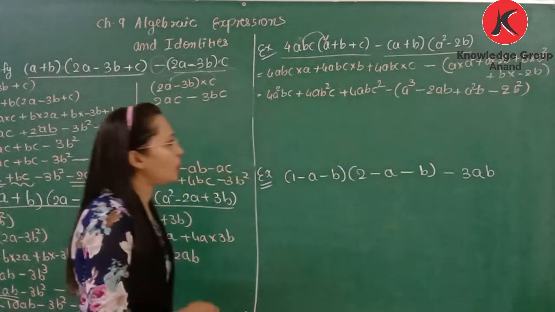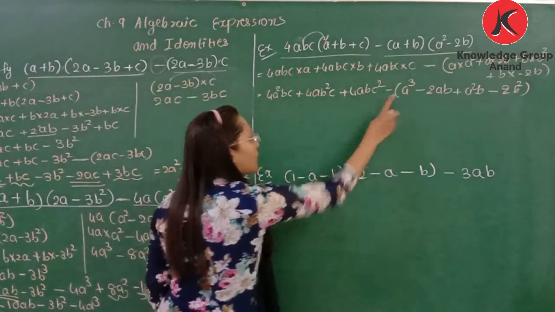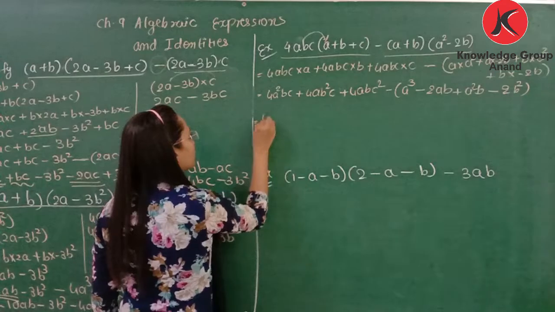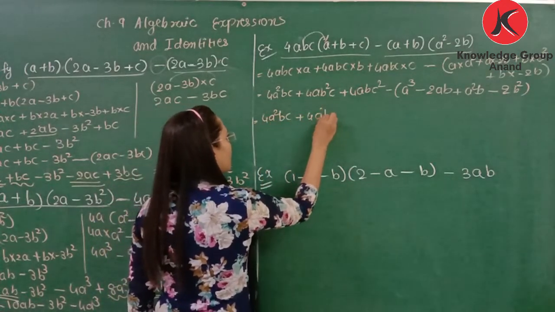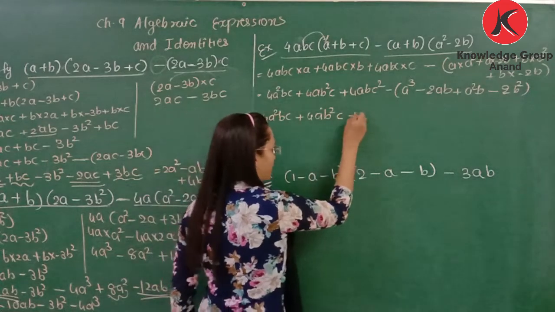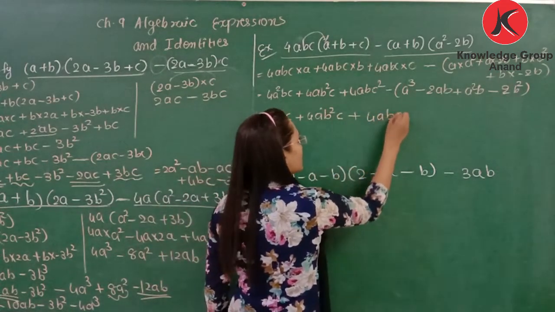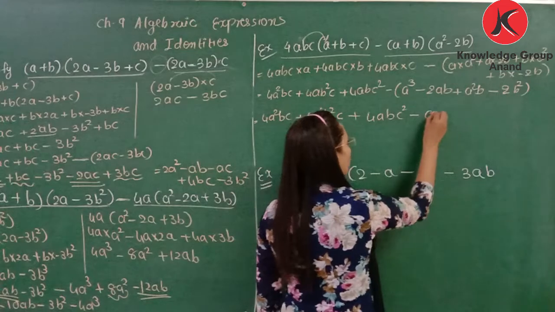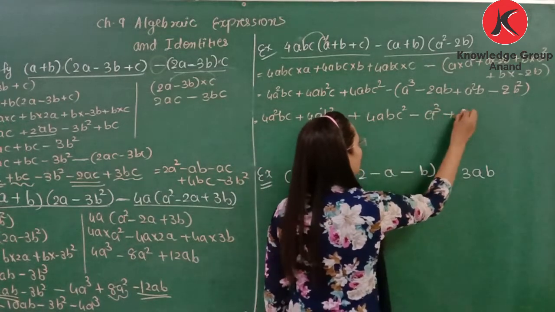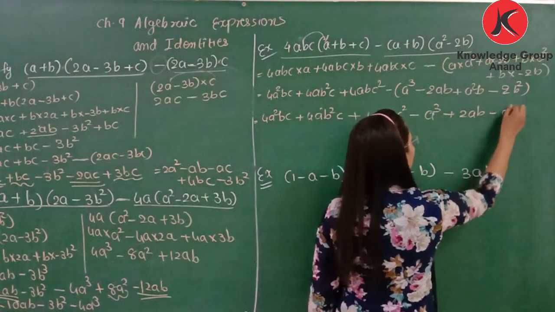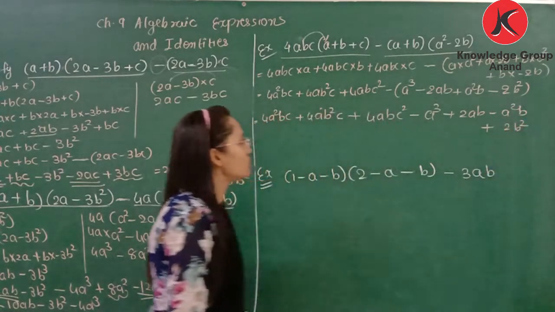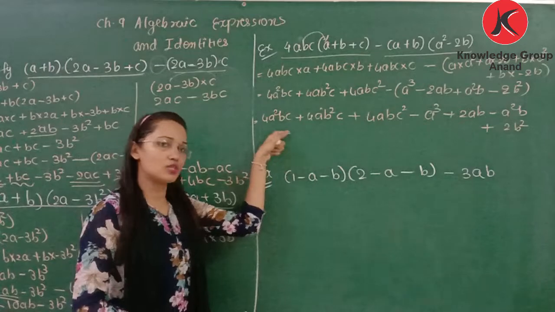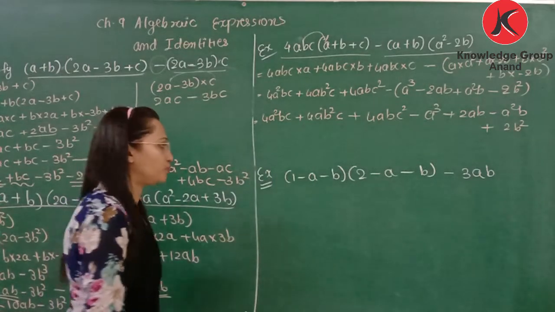Now you can see all are unlike terms, but open the bracket first. ab square c plus 4ac square. Now open the bracket. So all signs in the second bracket will be changed. Now is there any like terms? No, all are unlike terms. So this will be our last step.